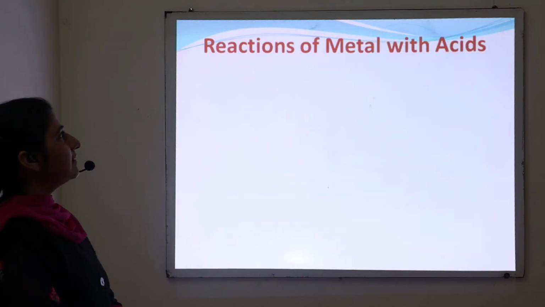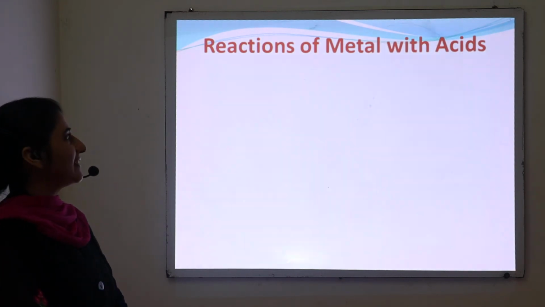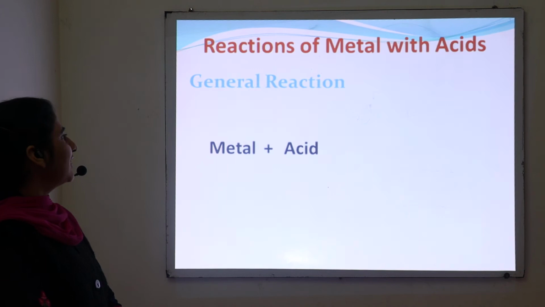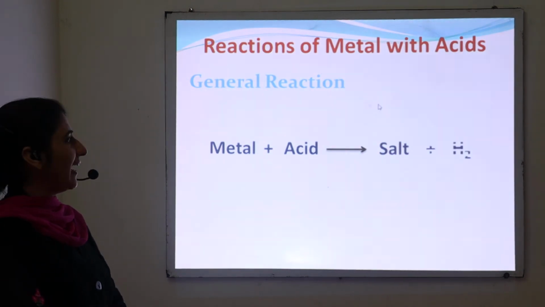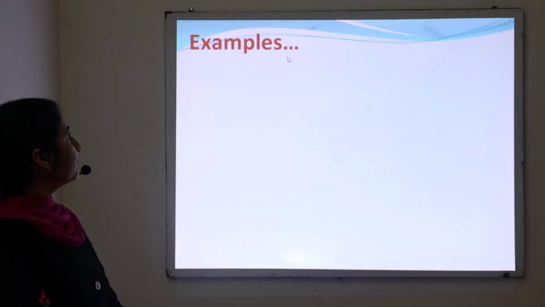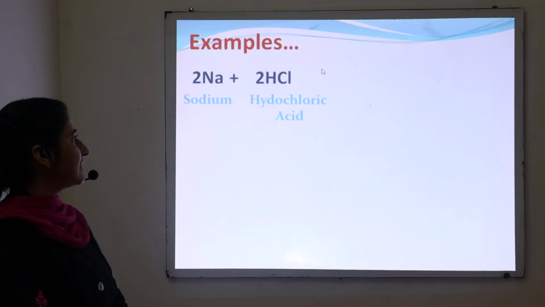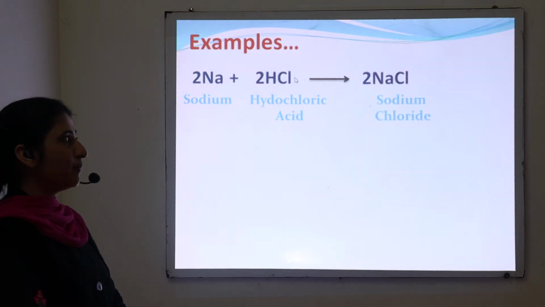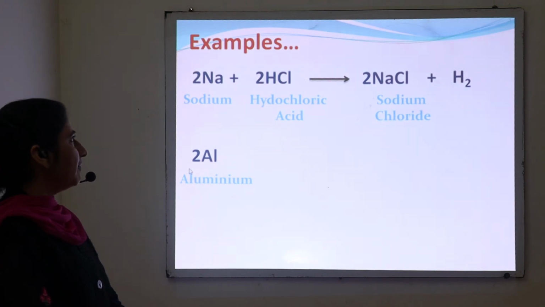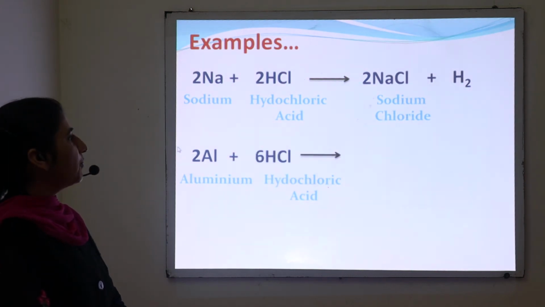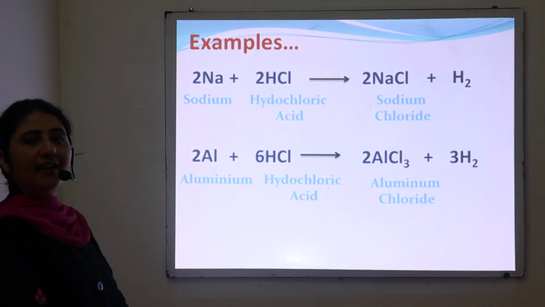The next chemical property of metals is the reaction of metals with acids. The general reaction is that metal reacts with acid to form salt and hydrogen gas. For example, sodium metal, when it reacts with HCl, forms sodium chloride and H2 gas. Next is aluminium, which reacts with HCl to form aluminium chloride and hydrogen gas.